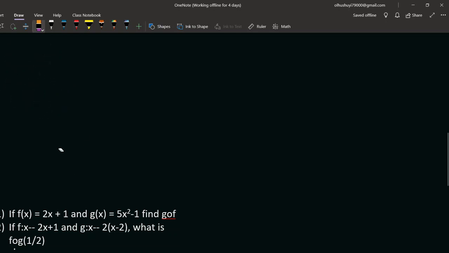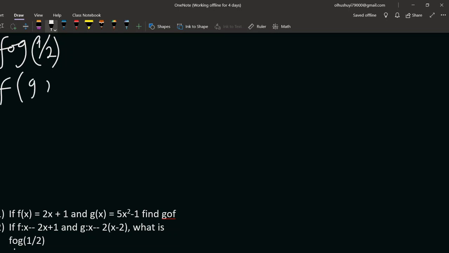It says, if f of x is defined this way and g of x defined this way, what is the fog of half? Exactly what I was saying initially. So here, first find fog. You are looking for fog of half. That is f of g, then the half of f of g. Yes, that's what it means. So you have this, first find f of g of x. Find f of g of x. And that means what?